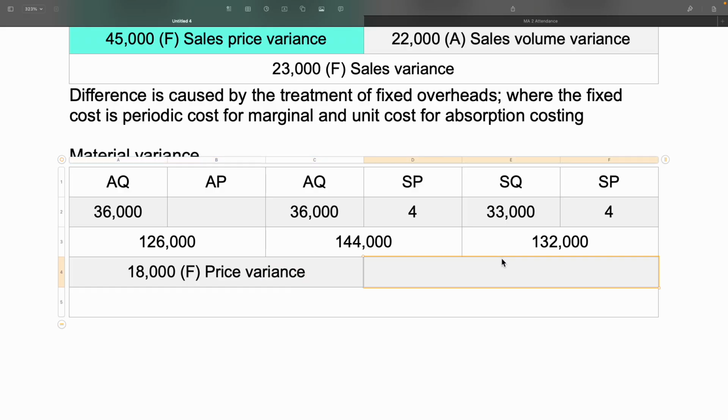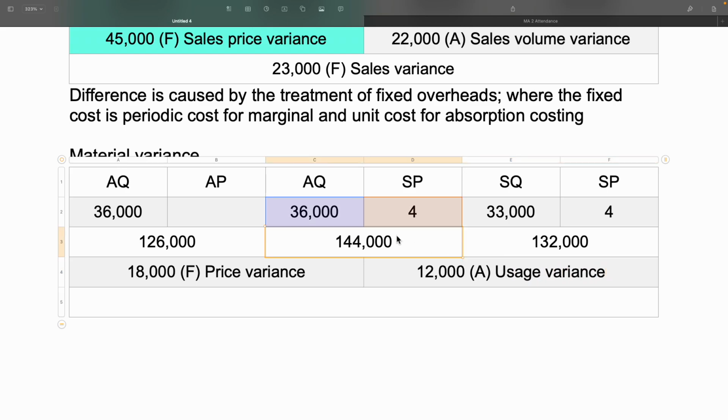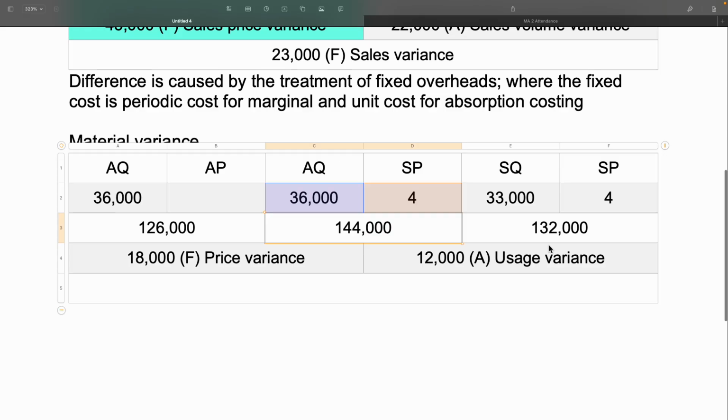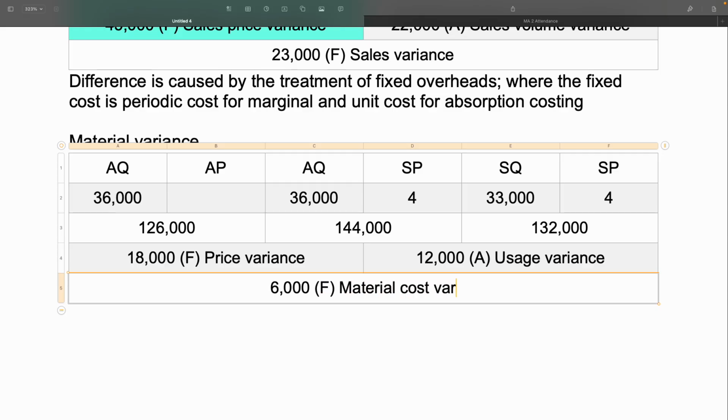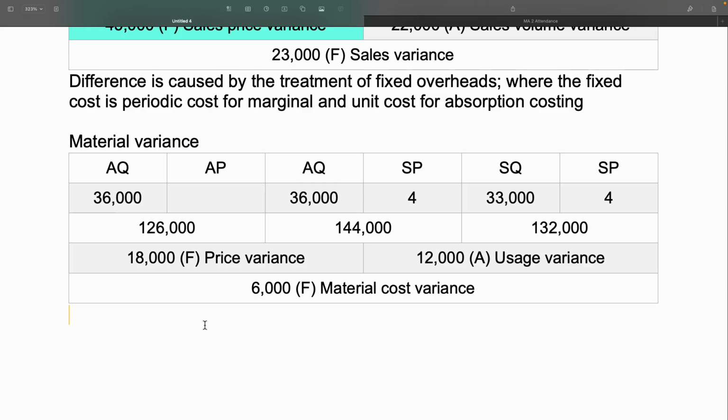This one, actually spent 144, should have spent 132, should have spent lower, therefore adverse. Total, that's material cost variance. So we're done with the material variance.